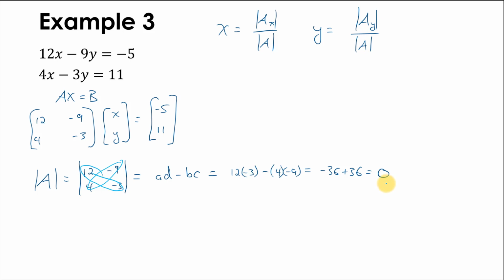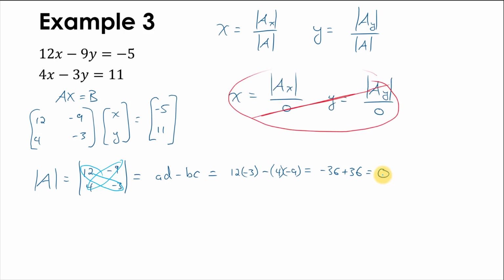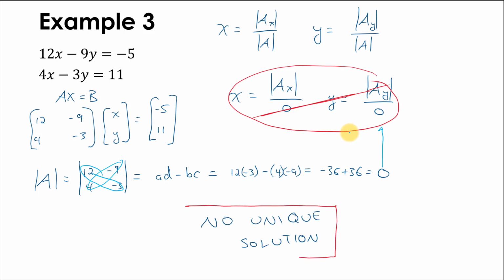And that's an issue. Why? Because Cramer's rule has us dividing by this number right here. So I have this division by 0, which gives me an undefined situation here. So we have no unique solution for this when I have a determinant of 0.